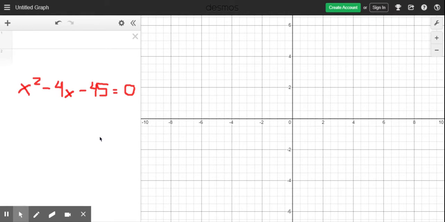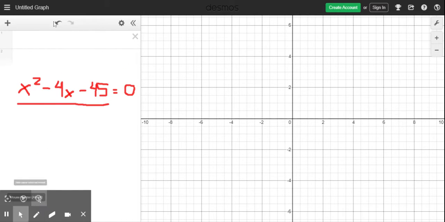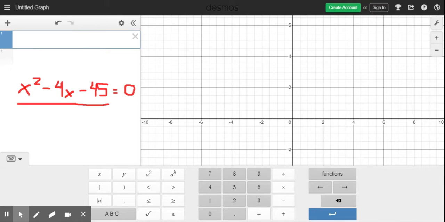All right, to solve this quadratic by graphing, first of all, we notice that it is equal to 0. So we want to see, for what x values will the left side of the equation equal a y value of 0? So what we're going to do is type this equation into Desmos, but instead of setting it equal to 0, we're going to set it equal to y, and then we'll look on the graph at where it's equal to 0 as it crosses the x-axis.